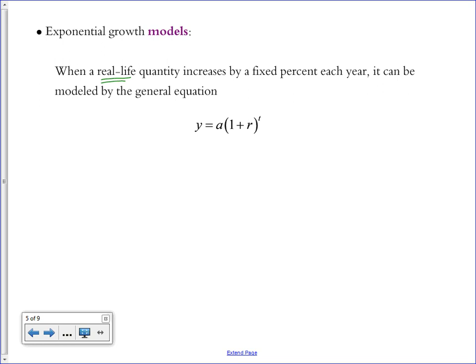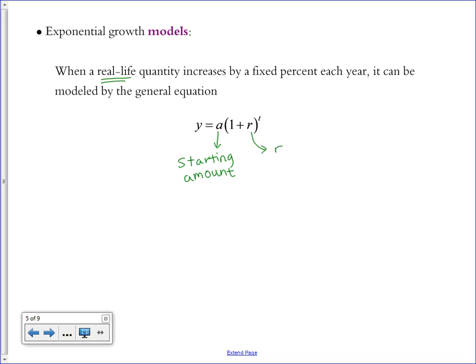So you can see that the exponent is t, and that's time. That's going to keep changing. So if you want to figure out how much is your investment worth after 1 year, after 2 years, after 3 years, you can keep changing that t. What remains the same is a, which stands for the starting amount. So if we're talking population or money, it's the starting amount at the beginning, at time 0.